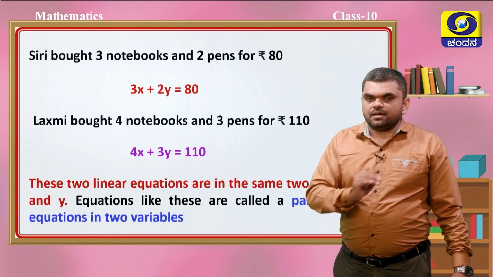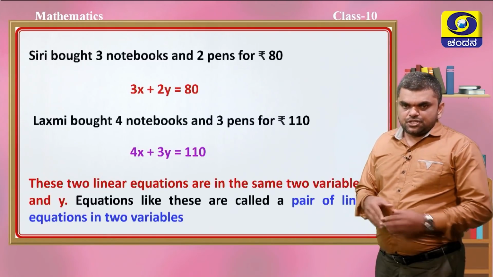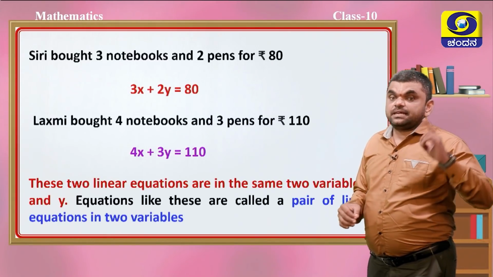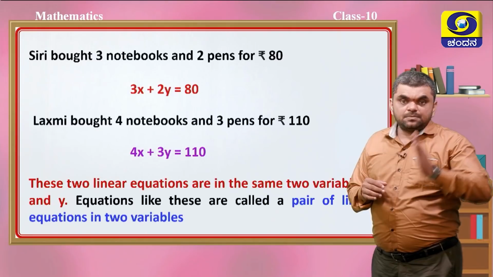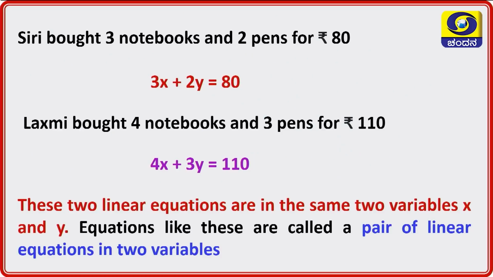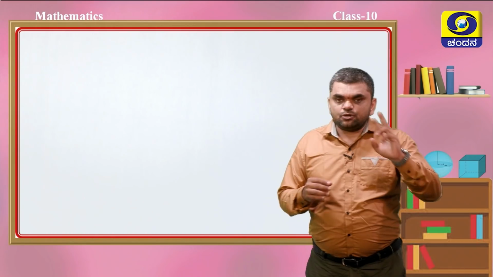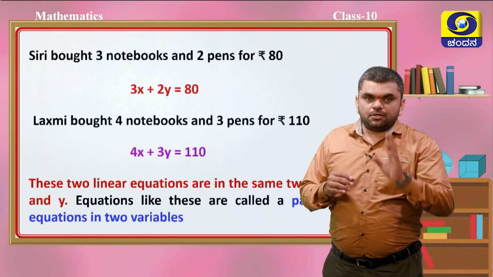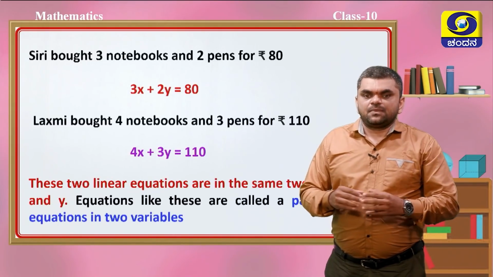Children, observe here. These 2 linear equations are of the same variables, that is x and y. Observe here, 3x plus 2y is equal to 80, whereas 4x plus 3y is equal to 110. Equations like this are called a pair of linear equations in 2 variables. Here, which are the 2 variables? x and y are the 2 variables here. Observe, children.